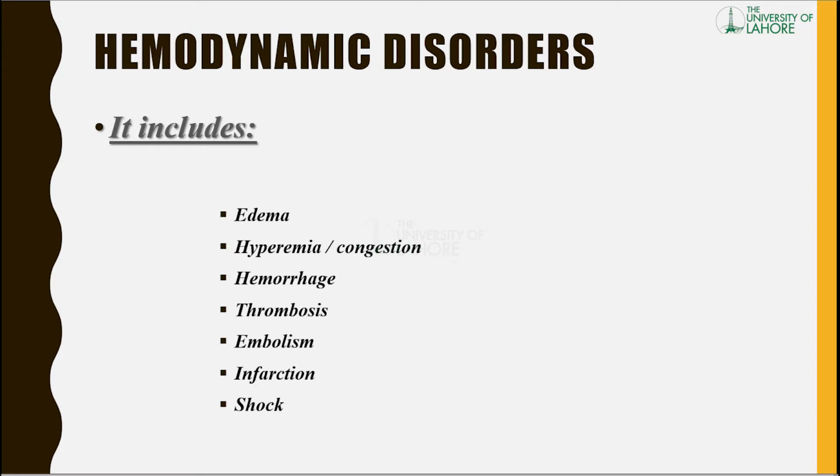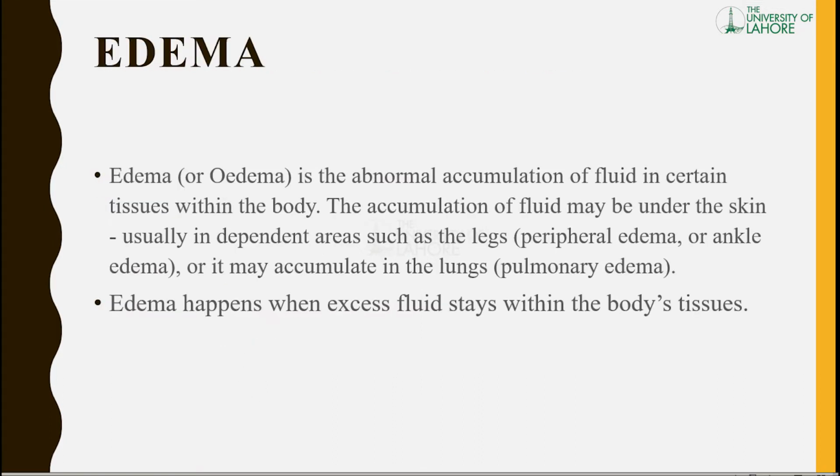What are the hemodynamic disorders? There are the following hemodynamic disorders: edema, hyperemia, congestion, hemorrhage, thrombosis, embolism, infarction, and shock. What is edema? Edema is the abnormal accumulation of fluid in certain tissue within the body. The accumulation of the fluid may be under the skin, usually in the dependent areas such as the legs and lungs. Edema happens when excess fluid stays within the body tissues.